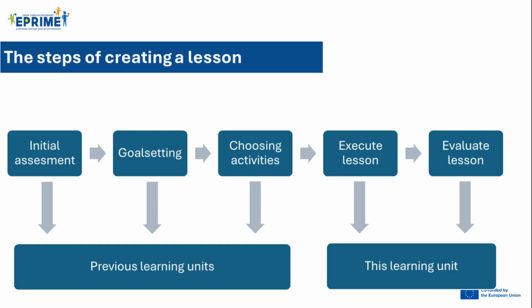In the previous learning unit, we introduced a simple 5-step process to guide you in creating effective PE lessons. We have already explored Step 1, Initial Assessment, Step 2, Goal Setting, and Step 3, Choosing Learning Activities. Now in this module, we'll focus on Step 4, Executing Lessons, and Step 5, Evaluating Lessons, the final steps in making your lessons both engaging and effective.